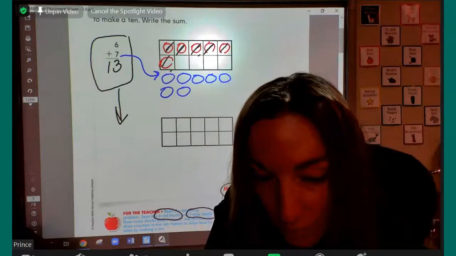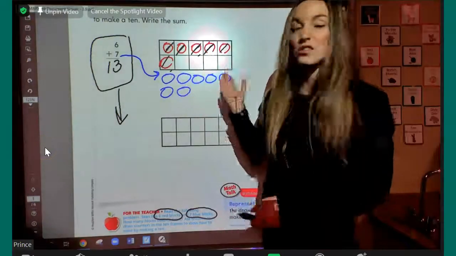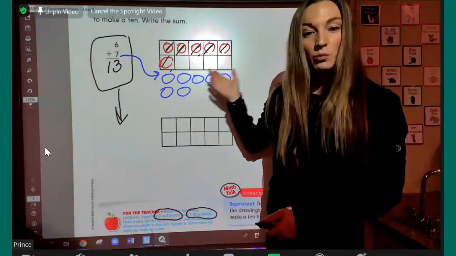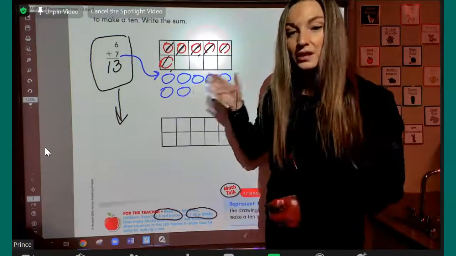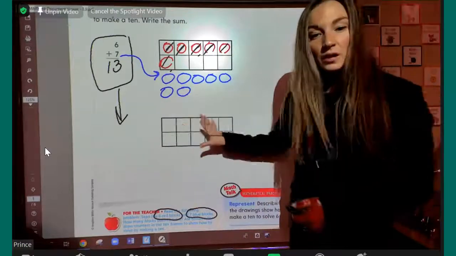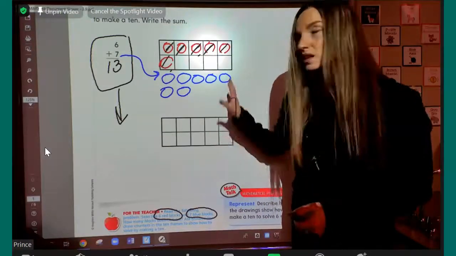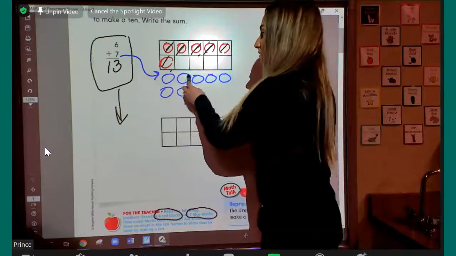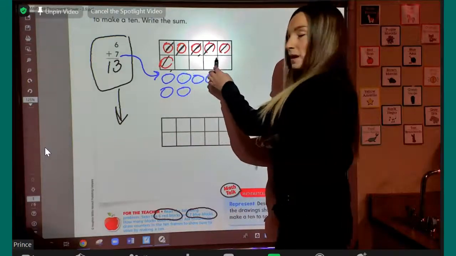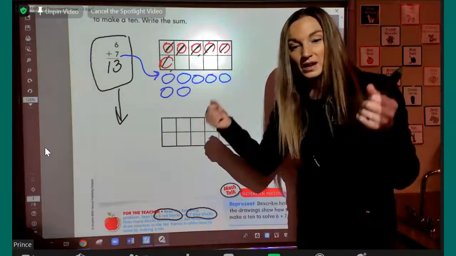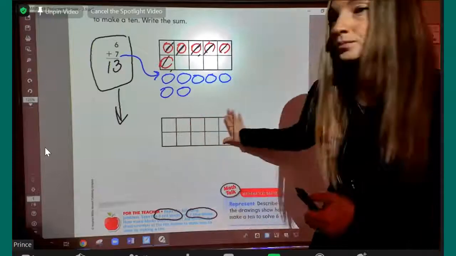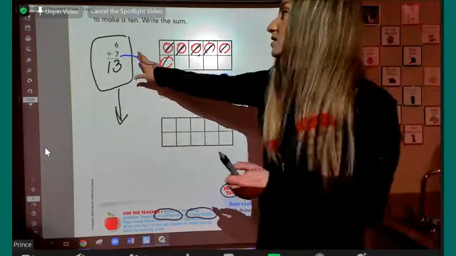Miss Cheatham. You can see here that either way, if you move the blocks up into the 10 frame, we are still going to get 13. So on this one, we're going to model exactly what we just did up here, but we're going to make sure that we take some of these blue ones and put them up into the 10 frame so that we make a 10, okay? So this one, we're going to do our 6 red again.